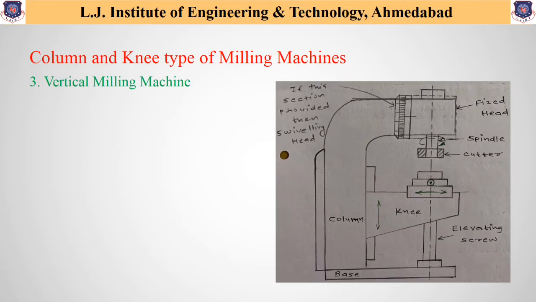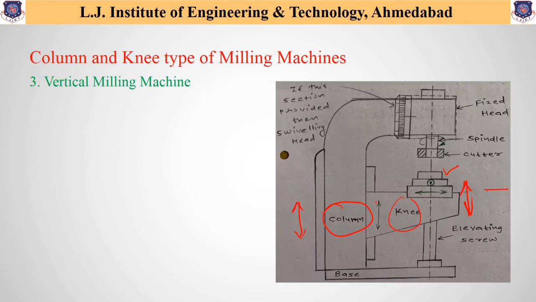Now all the remaining parts are similar to those of the horizontal milling machine, so there is no change in them. And the movements that can be obtained are also similar, as one can see. Vertical movement can be obtained with the help of the column. On the column, this entire section, the knee, can be moved up and down, and due to that the workpiece moves up and down.